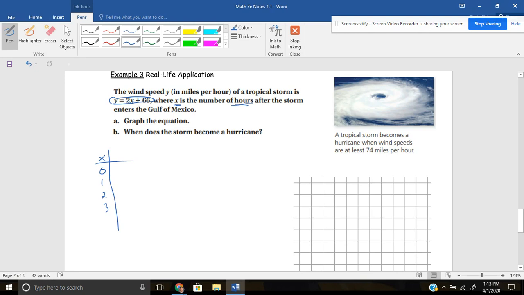So for 0, 2 times 0 is 0, plus 66 is 66. I forgot to put my y there. For 1, 2 times 1 is 2, plus 66 is 68.